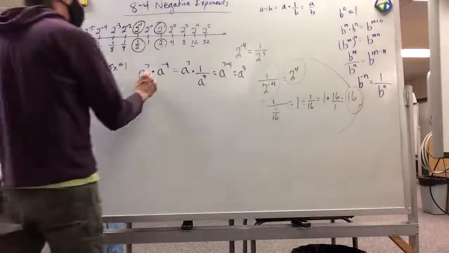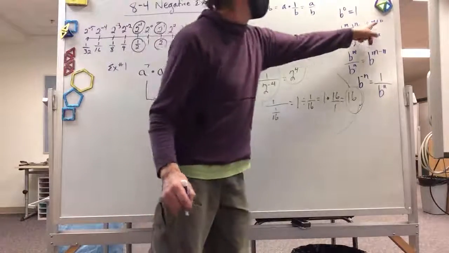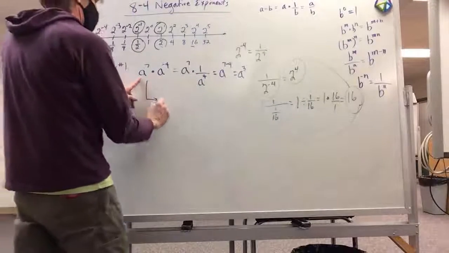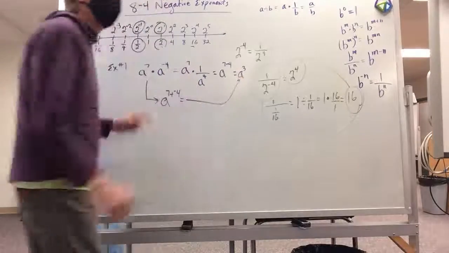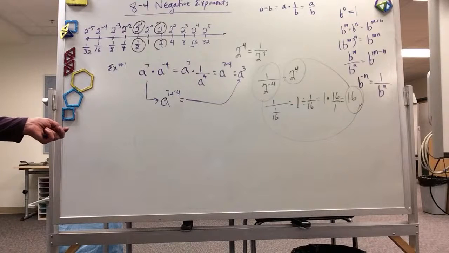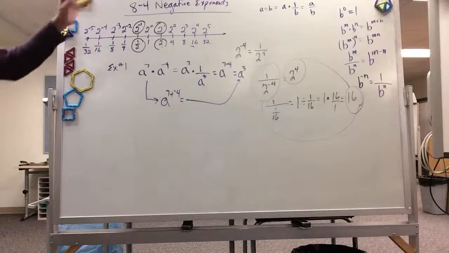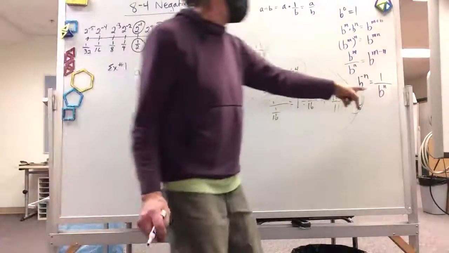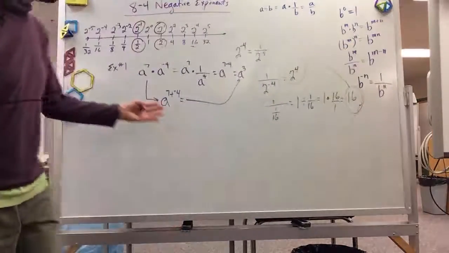Or you could just do this. You could use the products property, where you add the exponents. So that's a to the 7th plus a negative 4, which is the same as a to the 3rd. So there's more than one way to get there. And when you get into higher level math, there's ways that we write proofs, line by line by line, using all the different properties to prove that this really comes from this. And I kind of showed you that by showing this other pathway.